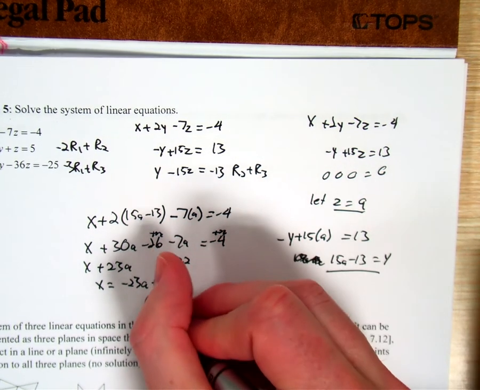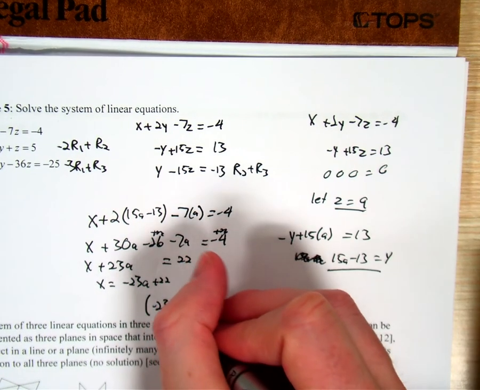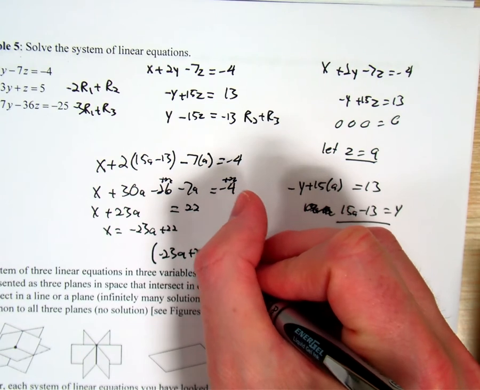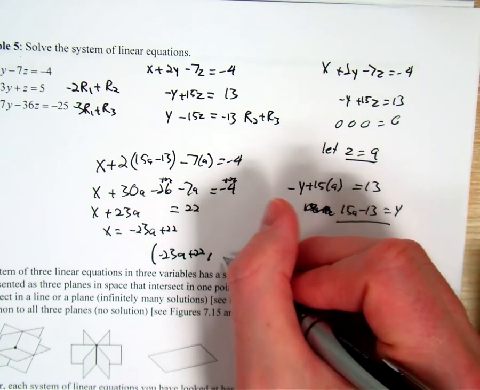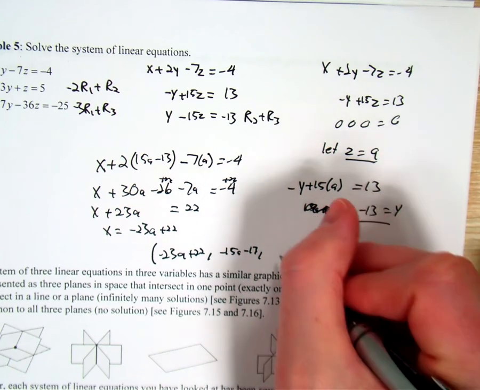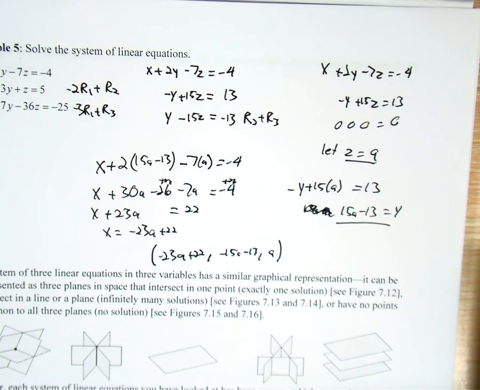So our coordinate triple, we got negative 23a plus 22, comma, 15a minus 13, and then just a for our z spot. Okay.